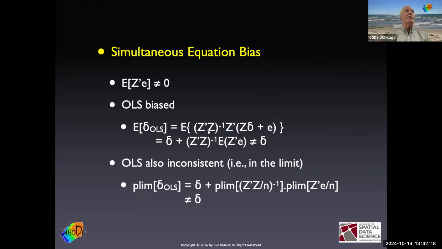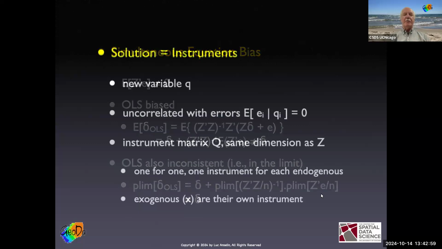So you can figure out this algebra if you care to do so. Essentially, it's because of this, right? If this expected value, what we call the correlation between all the z's and the error term, is not zero, then the expected value of this operation, which is the OLS estimation, is not the same as the population regression coefficient, this delta here. And going to the limit doesn't make any difference because this is non-zero as well. So we have a problem, right? How do we fix this problem?